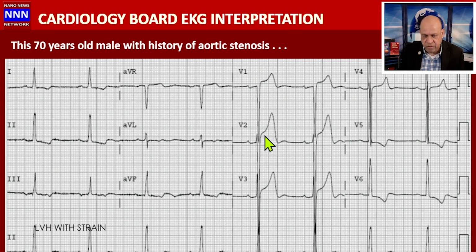This is sort of a secondary change to the ST depression and T wave inversion seen in the lateral chest leads. So obviously we're going to see it in lead 1, AVL, V4 to V6. And combine that with increased voltage and perhaps a left atrial enlargement, you are looking at left ventricular hypertrophy with strain and STT abnormalities related to the left ventricular hypertrophy.